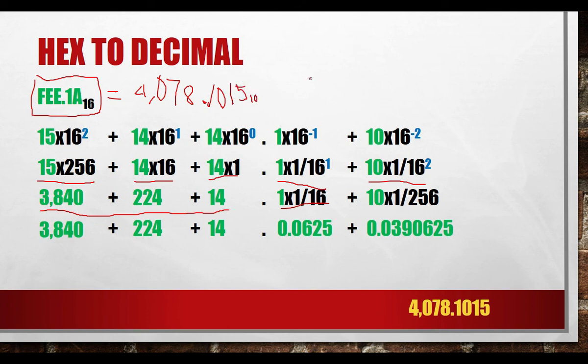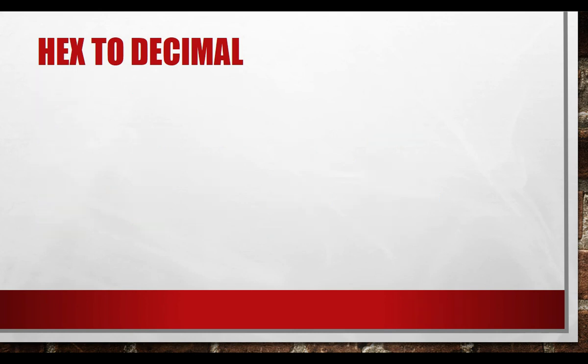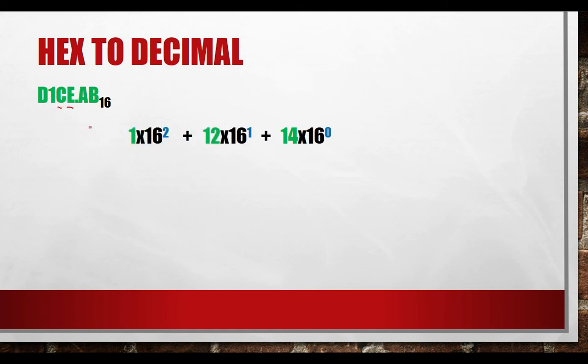All right, so let's move to our next example. This time, let's try solving this hexadecimal number, D1CE.AB. Let's start solving for E. So E in decimal is 14, plus C, and C in decimal is 12, times 16, plus 1 times 16 squared, plus D, and D is 13 in decimal, so 13 times 16 cubed.